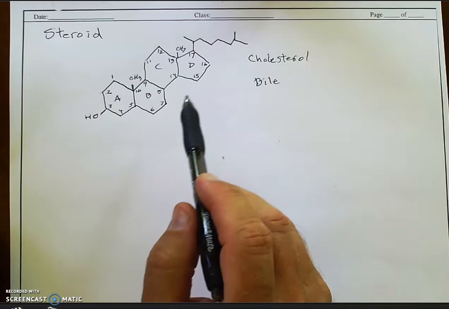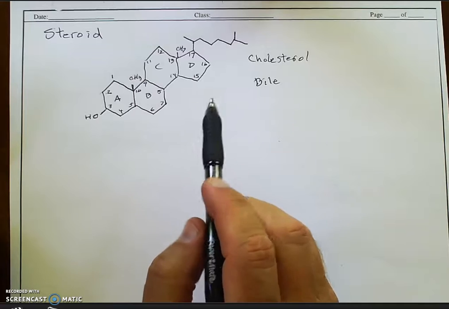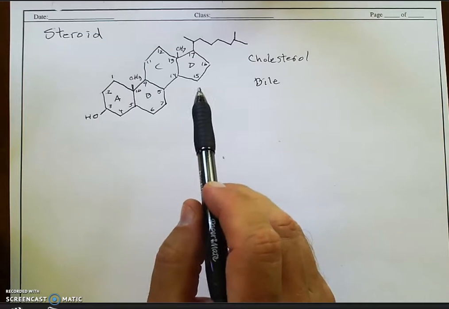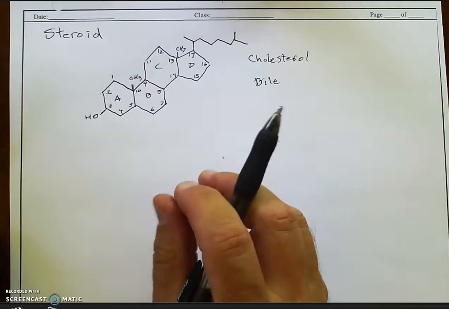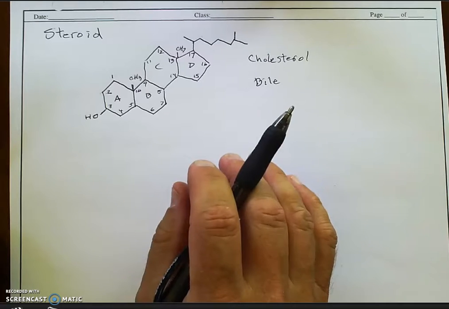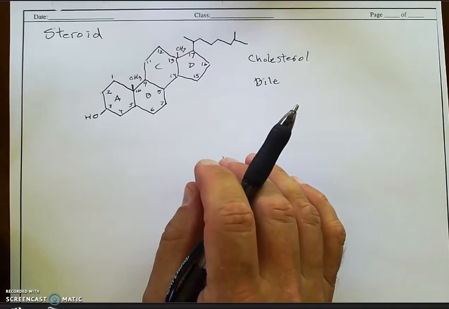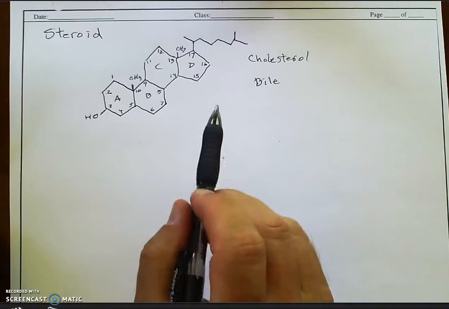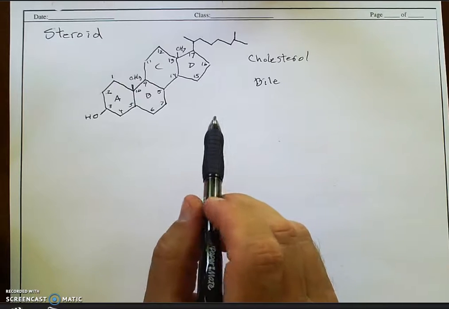The bile salts, then, the cholate, the chenodeoxycholate, they help to emulsify the lipids, which means it breaks the fat globules up into smaller pieces and distributes them in the watery environment of the inside of the intestine. And from there, digestive enzymes can get to those lipids and break them down.